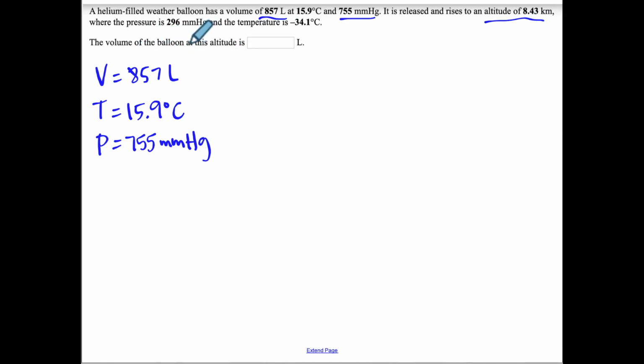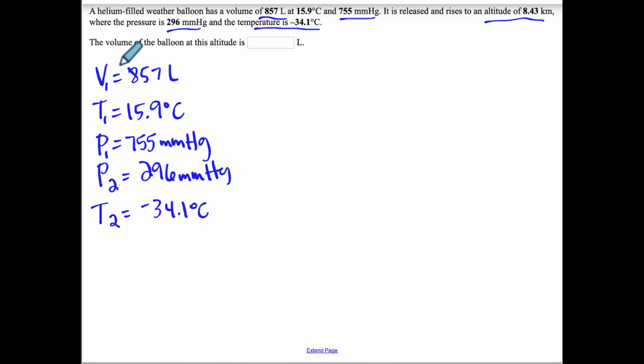Where the pressure is 296 millimeters of mercury. So we have another pressure. Anytime we have more than 1 of any given variable, we're going to use the combined gas law. So we're going to call this pressure 2 and this pressure 1. And then that makes this temperature 1 and volume 1. And then our new temperature here is going to be temperature 2. And we're trying to find the volume of the balloon at this new altitude. So V2 is going to be what we're trying to find.